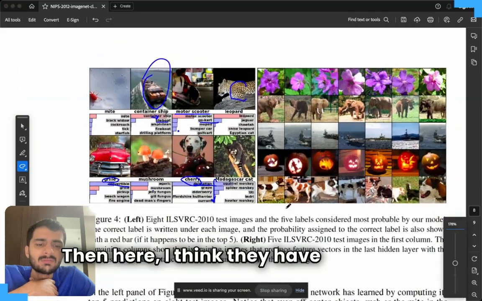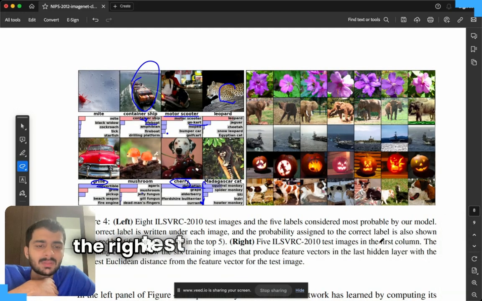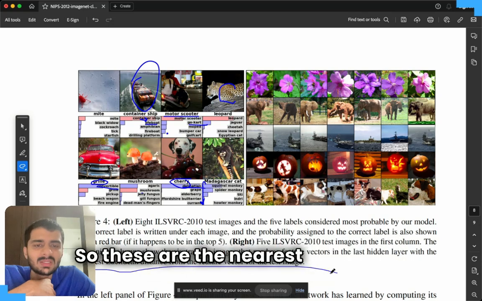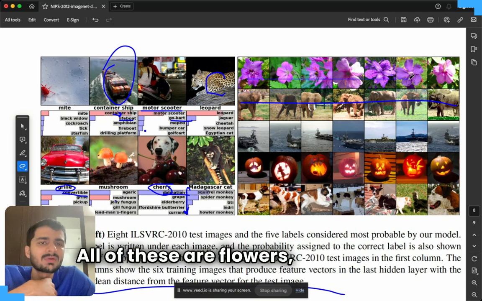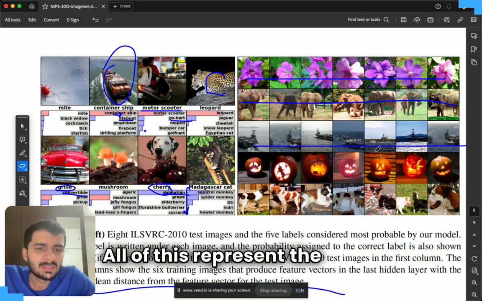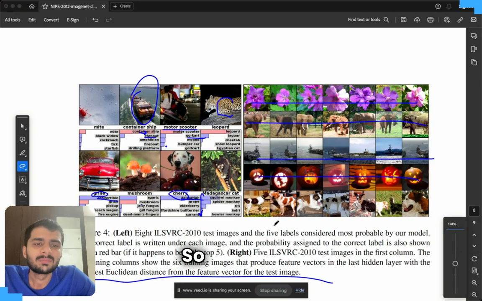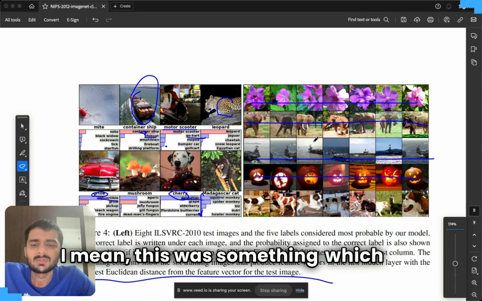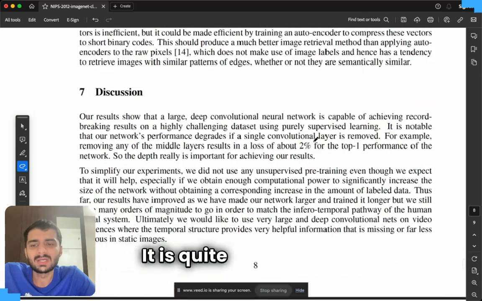Then here I think they have tried, on the right test in the first column, the remaining columns with the smallest Euclidean distance. So these are the nearest neighbors, which kind of makes sense. All of these are elephants, all of these are flowers, probably of the same species and same colors. All of this represents the ships, then dogs, pumpkins. So excellent. I mean, this was something which was state of the art at that time, and the way all these different things have come together, it is quite interesting.